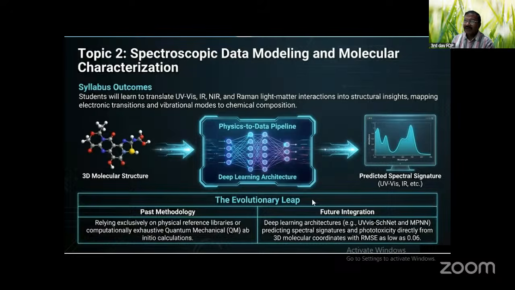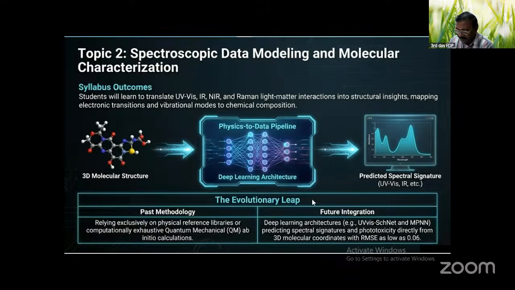Generally, for the mapping of the electronic transitions and vibrational modes, we are not able to visualize what is happening in the instrumentation. In the case of UV visible and IR spectroscopy, that will be studied by using newly developed software. This is the past condition of this technique: it relied exclusively on physical reference libraries or computationally exhaustive quantum mechanical ab initio calculations.